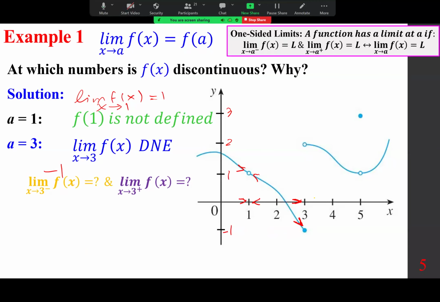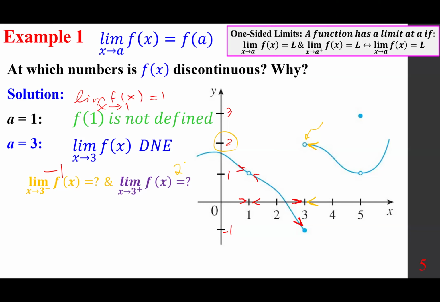What about the right side of number 3? We are moving towards this point, having y coordinate 2. The two limits are different, therefore the limit does not exist. Then the limit of f of x as x approaches 3 does not exist.